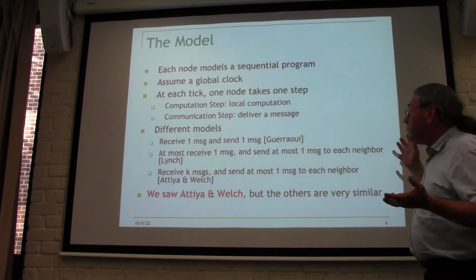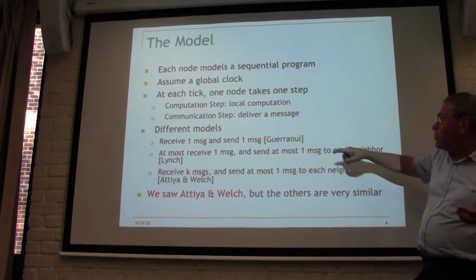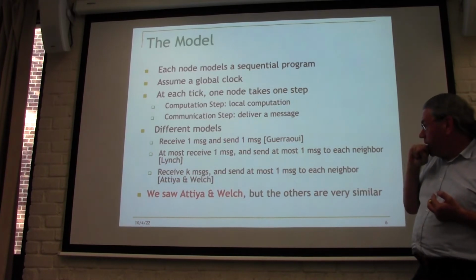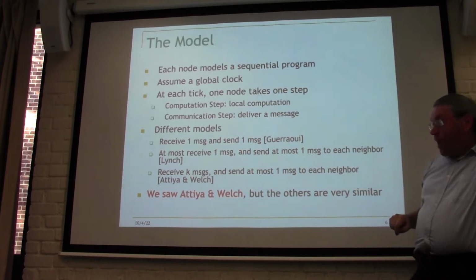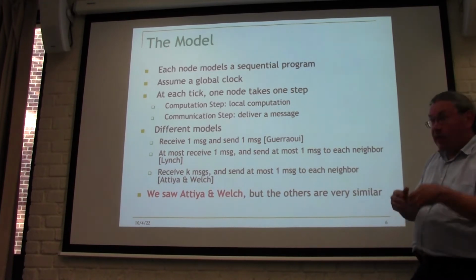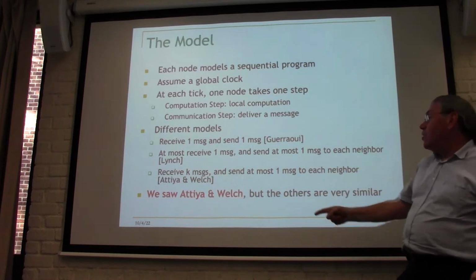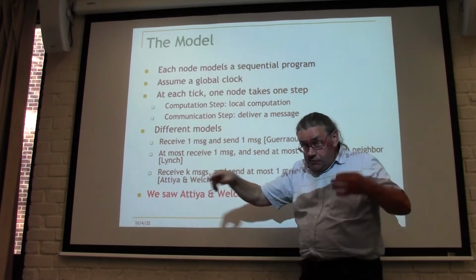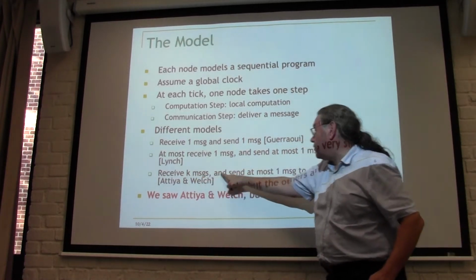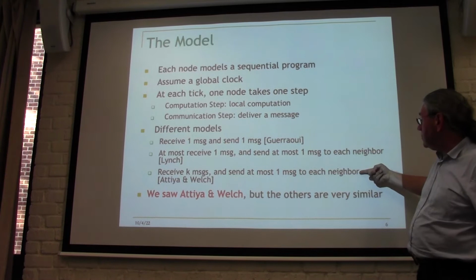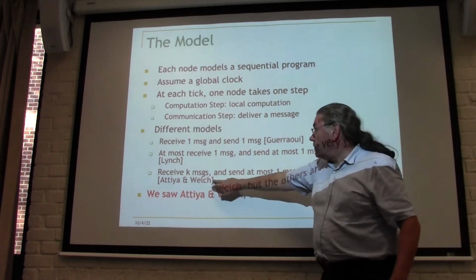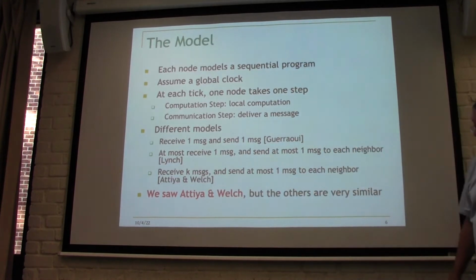And what did we see last week? Well, here are 3 models of distributed systems. The model we saw last week has in buffs and out buffs. The way it works is that when you do a computation, you empty all the in buffs and send one message. So it's the third one: receive K messages and send at most one message to each neighbor.